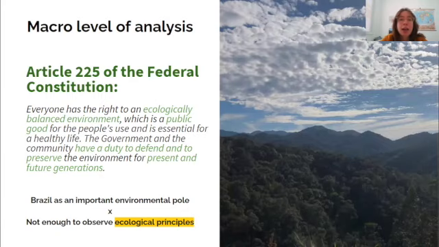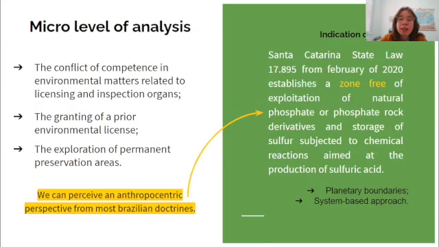In this sense, in the micro level of analysis, we focus on three main problems that can be extracted from the case. The conflict of competences in environmental matters related to licensing and inspection organs, the granting of a prior environmental license, and the exploration of permanent preservation areas.